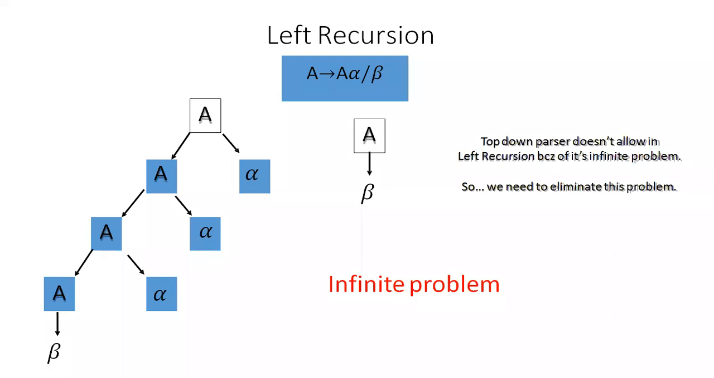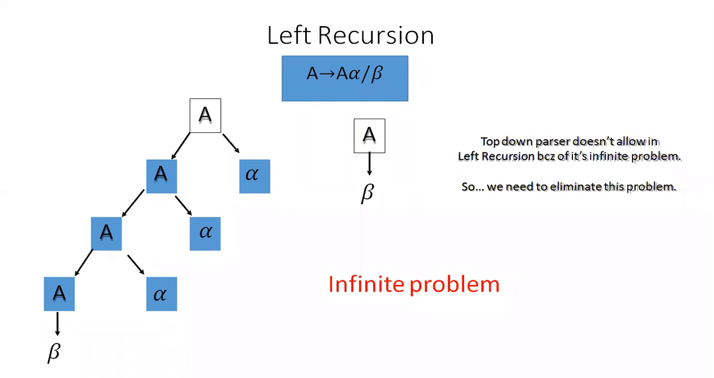Because A is deriving A alpha. Again, with an A, we're deriving A alpha, which means alpha star. Here, the problem is that the top-down parser can enter into a left recursion, an infinite loop, and this problem is called the left recursion problem.